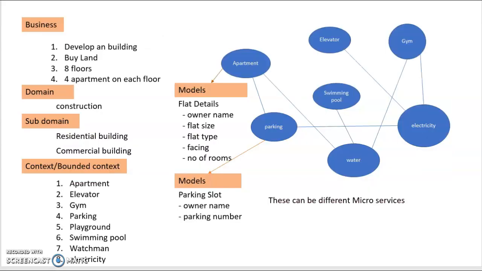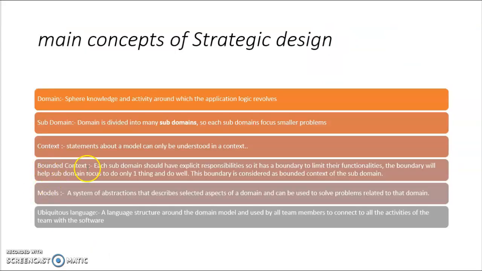Now we have to identify the different areas of our domain. In this case, looking into the business requirement, we can have two different types of subdomain. One is residential building and the other can be a commercial building. Context is a much more generic term. So in turn, we need to find out all the bounded contexts which are applicable for our business. Coming back to the definition of bounded context, each subdomain should have explicit responsibility, so it has a boundary to limit its functionalities. The boundary helps the subdomain focus to do only one thing and do it well. And this boundary is considered as the bounded context of the subdomain.